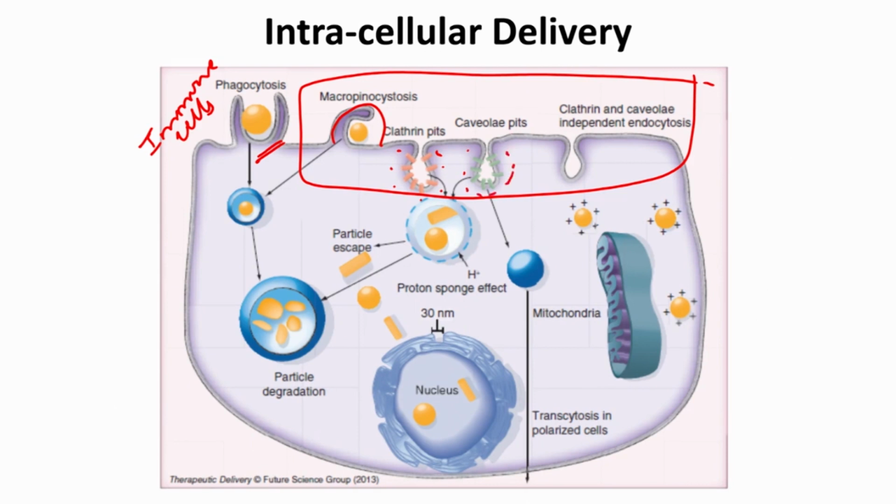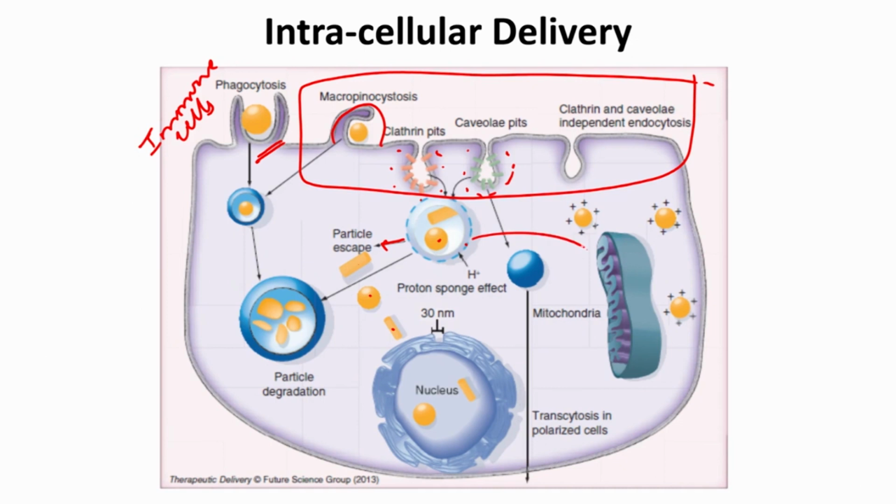And then there are some other pathways that are not really well known, and they are being clubbed into clathrin and caveolae independent endocytosis. All of this will result in a vesicle being formed containing particles that are membrane bound, and depending on what sort of particles you are using, what cells they are, and what stage they are administered at, these particles can escape through these vesicles and cause intracellular delivery, especially in the cytoplasm, or these vesicles themselves can then be targeted to different organs.